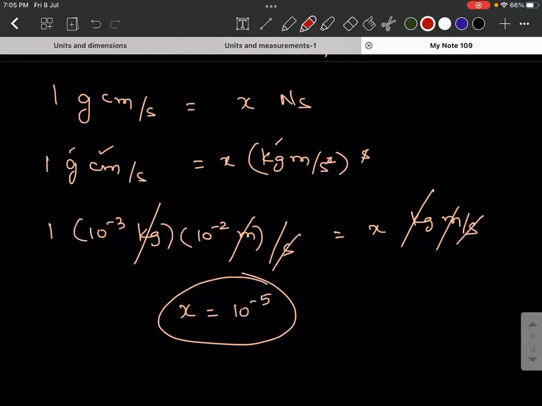Okay, so there are two updates. One is next Friday I want to conduct a test in this chapter. During the class hours, you can come at 5 also, 5 to 6:30. We can have a test in this. And next Friday, I'm not available.